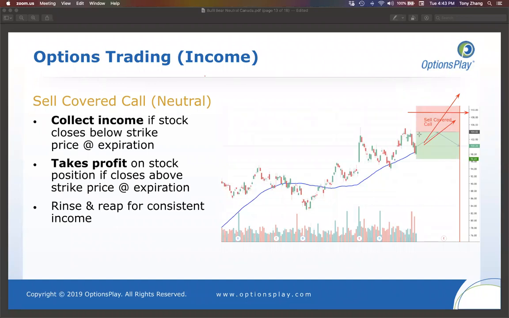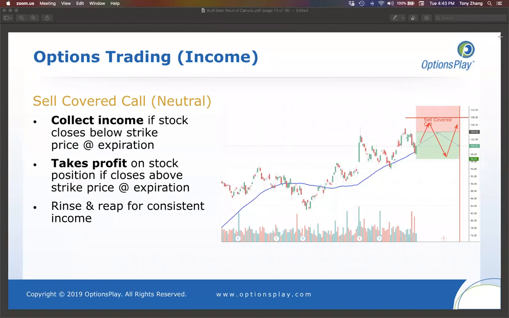What you generally want to do is pick a level that is high enough that, generally speaking, it has a relatively low probability of being hit, so that as long as the stock stays within this specific range, you get to keep the income by the expiration date and do it all over again. So if the stock trades within this range, you keep that income and you do it again next month.